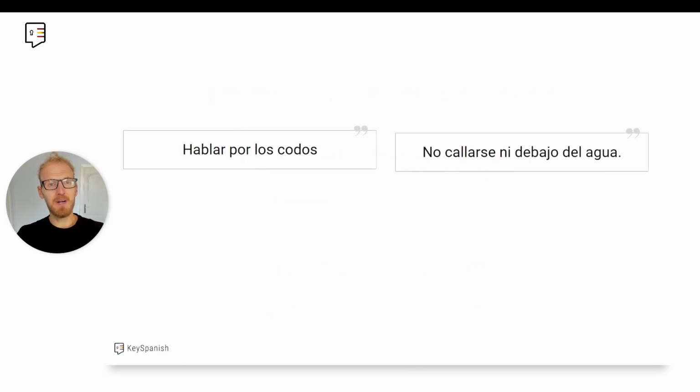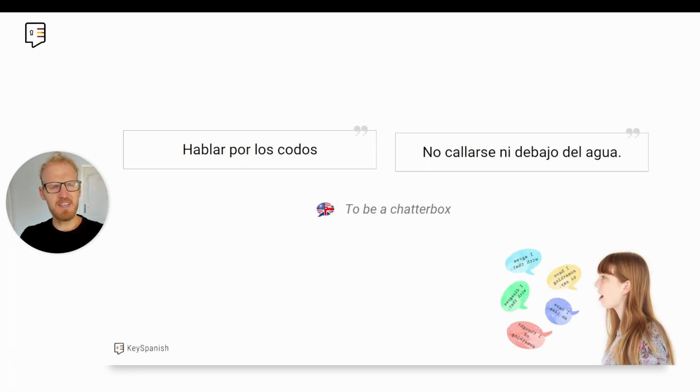By the way, if you want to say that someone speaks too much, like Sergio, we have two very funny expressions in Spanish. The first one is hablar por los codos, to talk through your elbows, literally, or no callarse ni debajo del agua, to not shut up even underwater. They don't translate directly to English very well, I think, but you have an expression that is similar, to be a chatterbox. So when someone speaks too much, you can use either of these sentences.